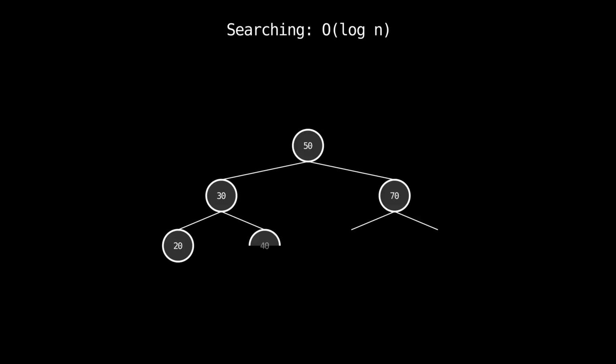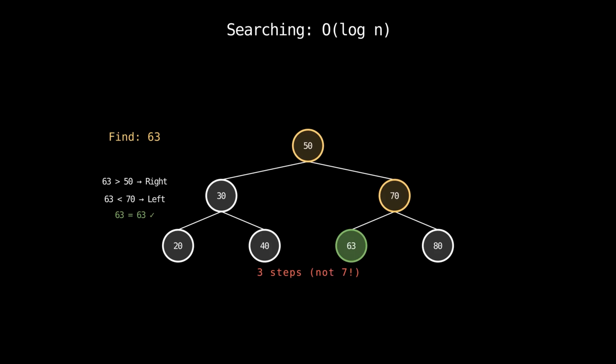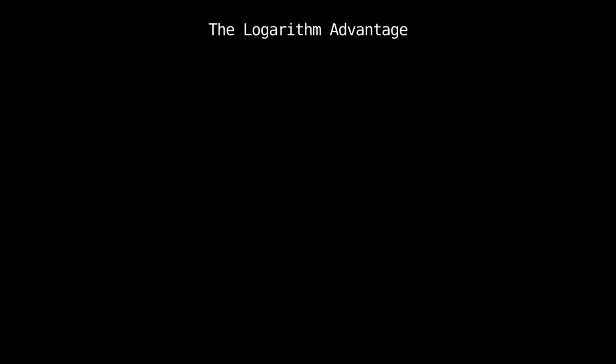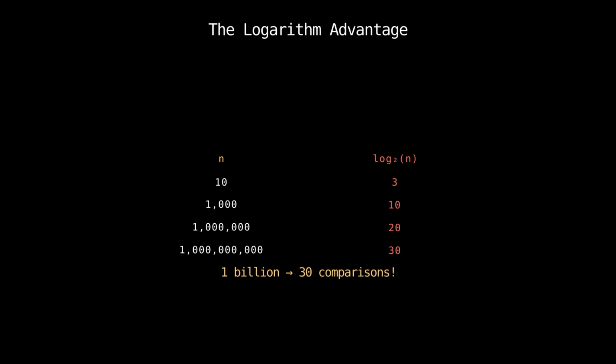Watch what happens when we search. Looking for 63, start at 50. 63 is bigger, go right, hit 70. 63 is smaller, go left, and just like that, we found it. 3 comparisons instead of 7. That's logarithmic time, O of log n. Every comparison eliminates half the remaining tree. A billion items? About 30 comparisons. That's the power of logarithms.